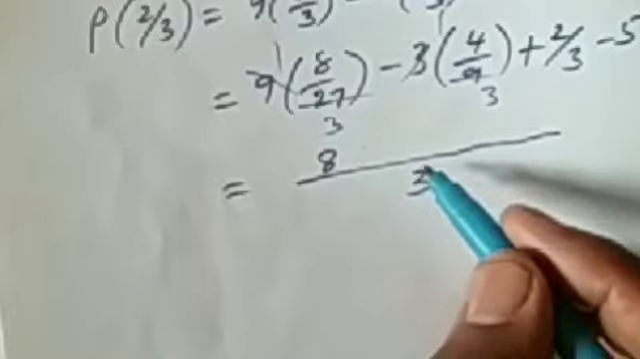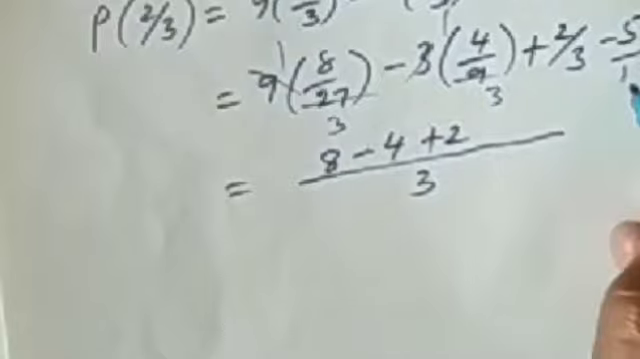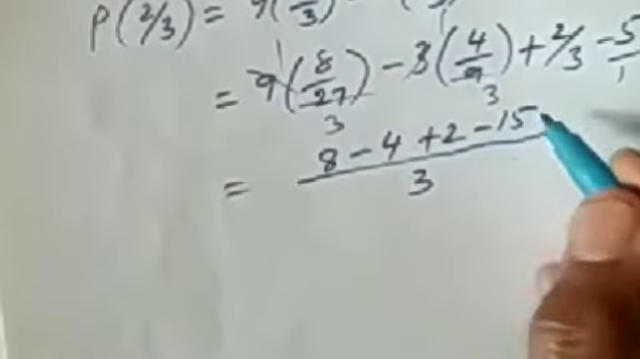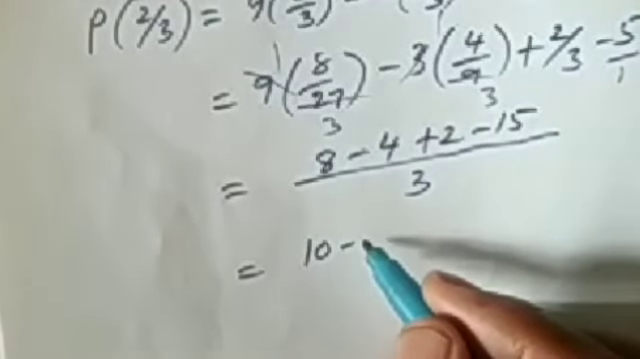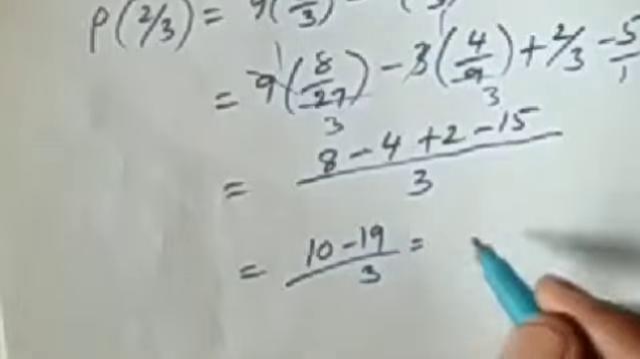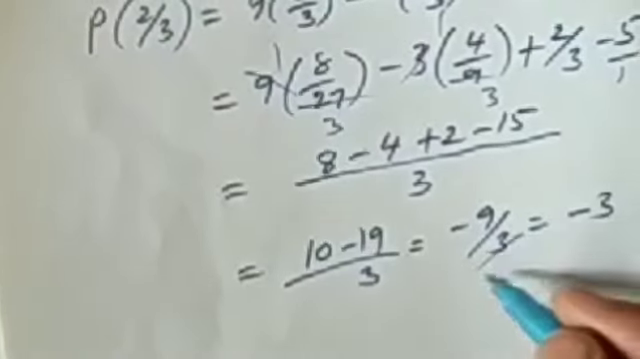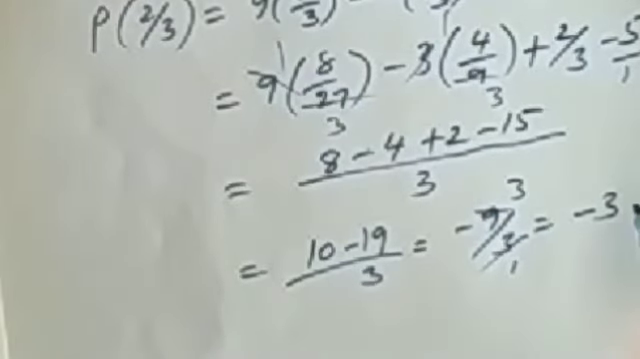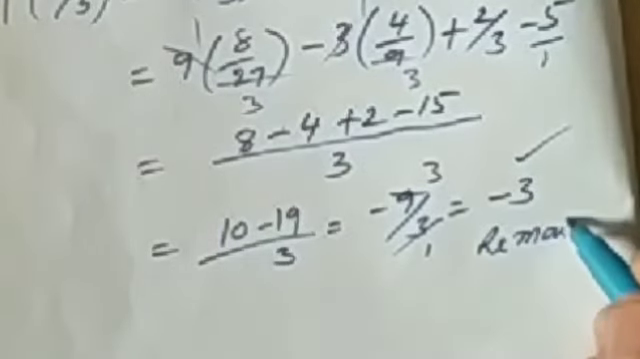So the numerator gives 8 minus 4 plus 2 minus 15. So what is the answer? 10 minus 19 by 3 minus 9 by 3. On cancellation you get minus 3. So the remainder is minus 3. By the method of remainder theorem we find the remainder minus 3. Let us check whether it is correct or not by long division.